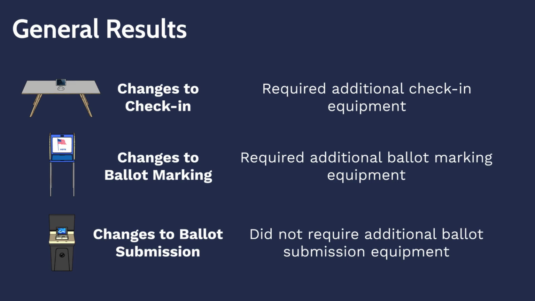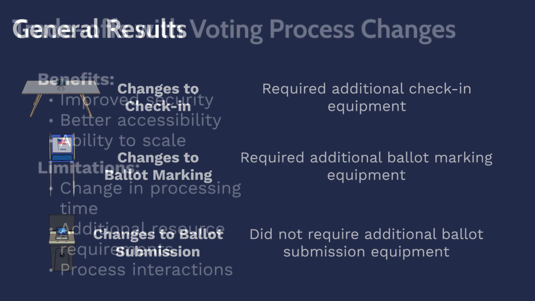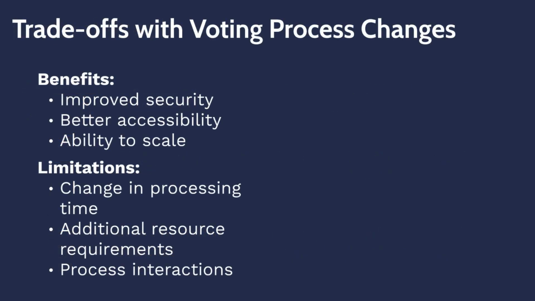As demonstrated by the presented scenarios, it is often difficult to predict exactly how the implementation of new voting equipment and procedures will affect voter wait times and resource allocation needs. Generally, using new voting equipment and processes offers a benefit to voters, election workers, or both, such as improved security, accessibility, or the ability to scale up or down your system.